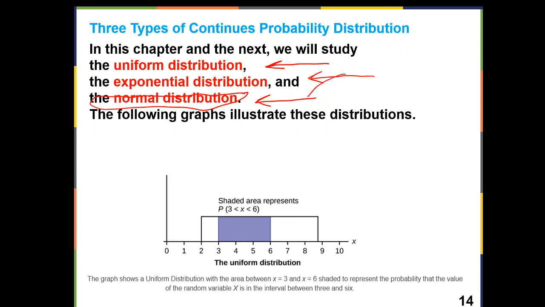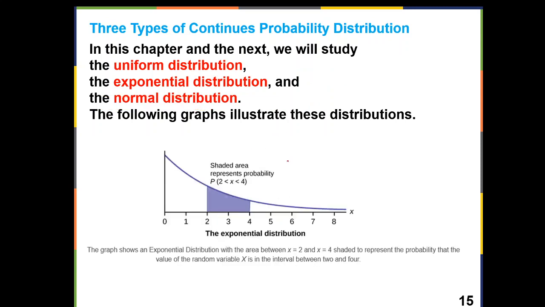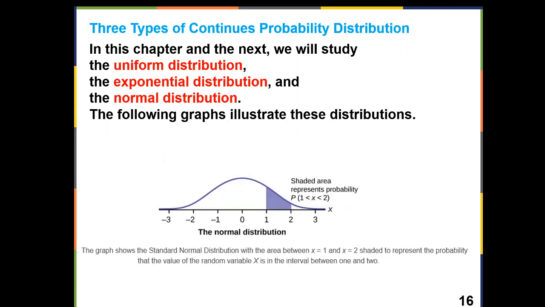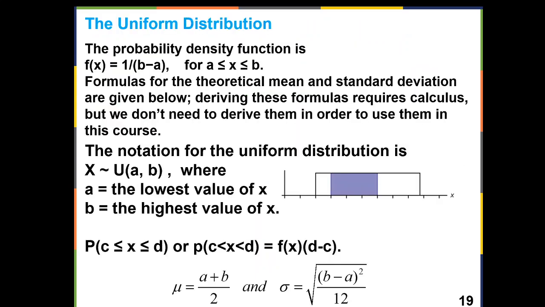That's what it looks like. Uniform distribution looks like this, and exponential looks like this, and normal looks like this. Again, let's get to every one of them one at a time. So let's talk about uniform distribution.